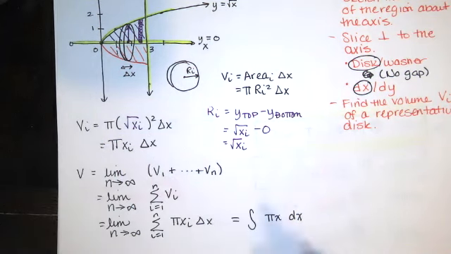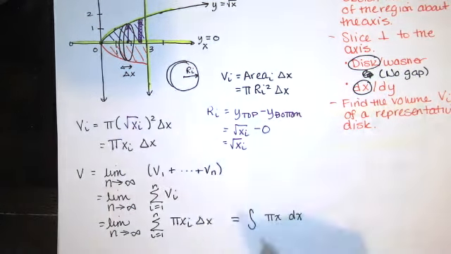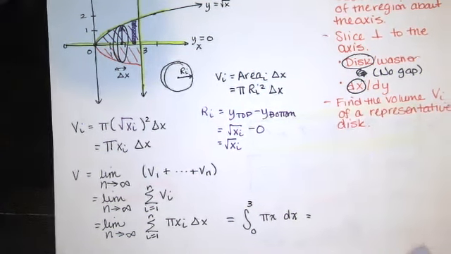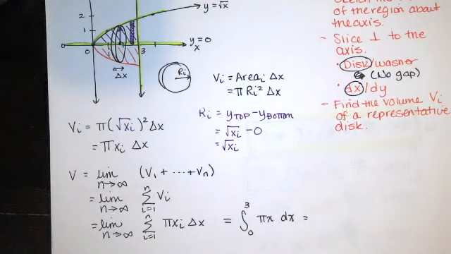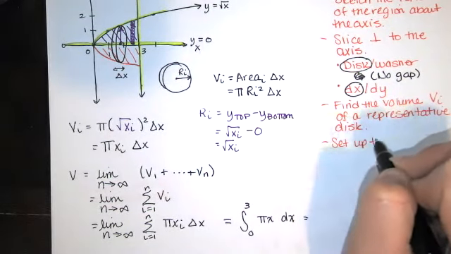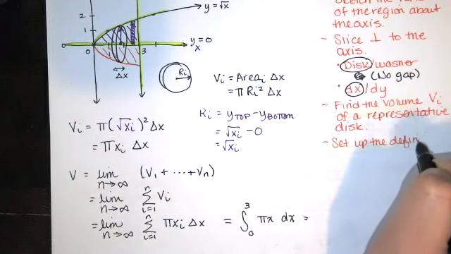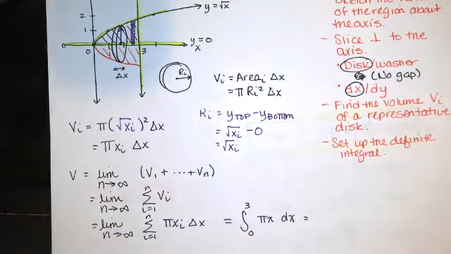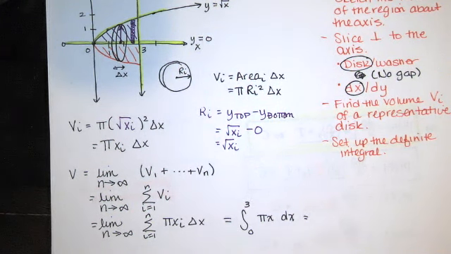If we're on the interval from 0 to 3, x starts at 0 and stops at 3. Those are our limits of integration. And now we can evaluate this integral using the power rule. So we found the volume of a representative disk. You set up the definite integral by taking the limit of the sum of the volumes of those n disks, and we get this.